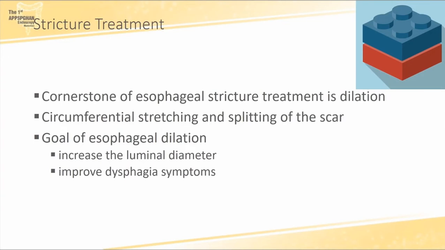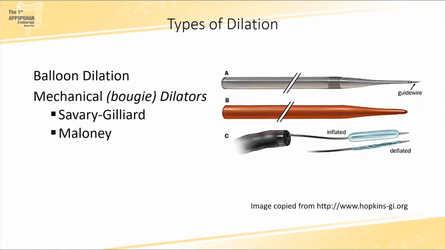Now, the cornerstone of esophageal stricture treatment is dilation. This results in circumferential stretching and splitting of scar tissue. The goal of esophageal dilation is to increase the luminal diameter and improve dysphagia symptoms. Dilation can be accomplished by either balloon dilation or mechanical bougie dilation.